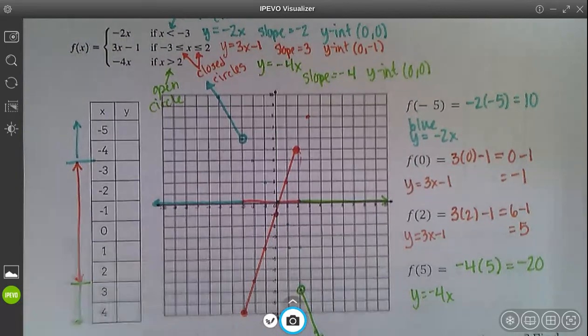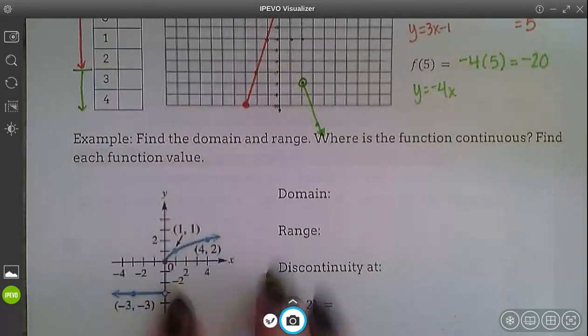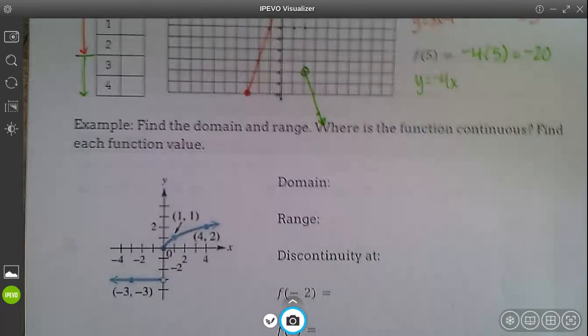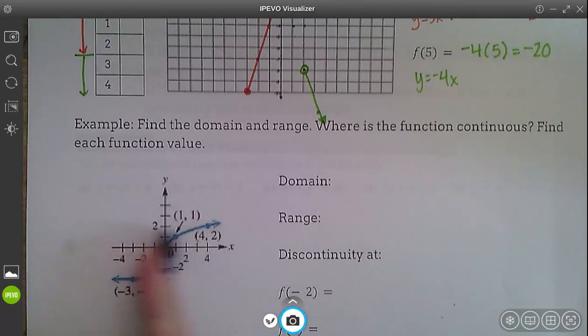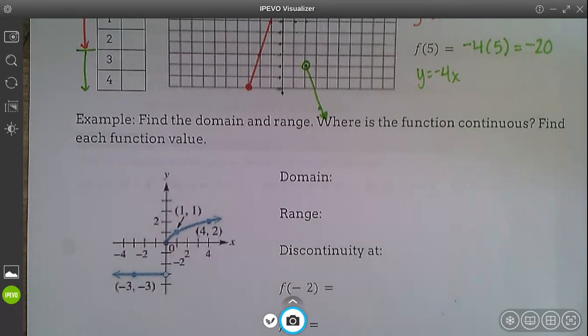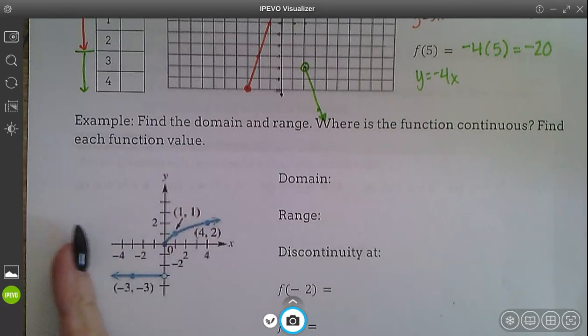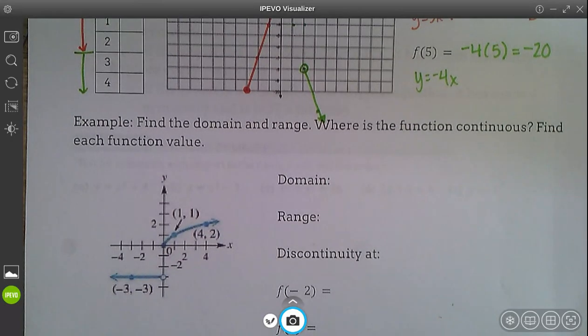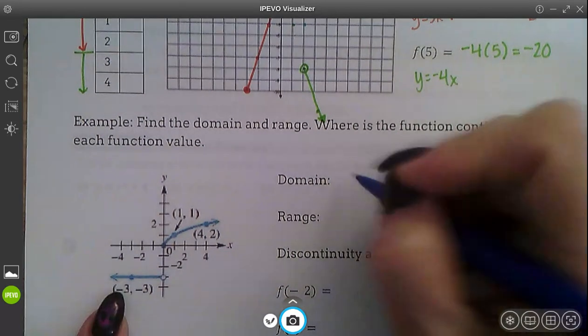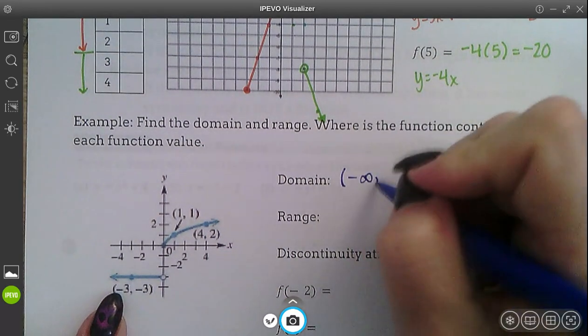All right, let's look at the domain and range for this piecewise defined function. The domain, we're going to go left to right. So looking at the domain, the first thing that I run across in this graph is an arrow. Remember that arrows represent negative infinity or positive infinity. Since this one's on the left, it is going to be negative infinity.